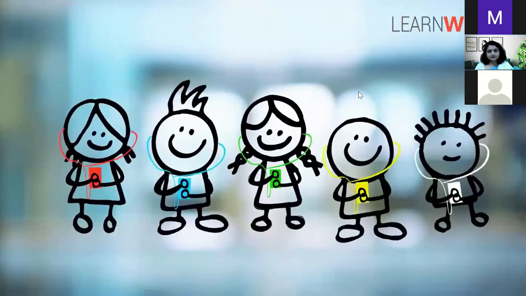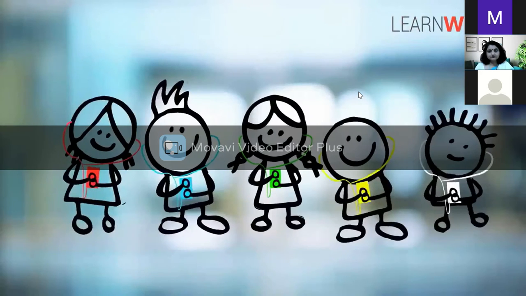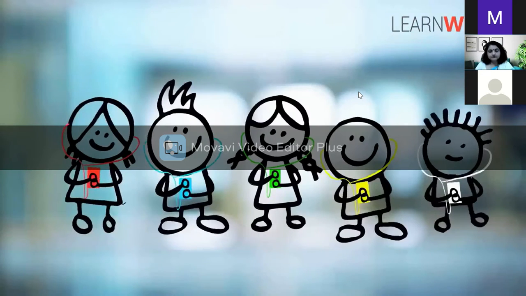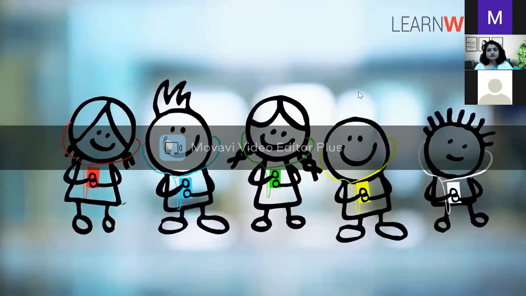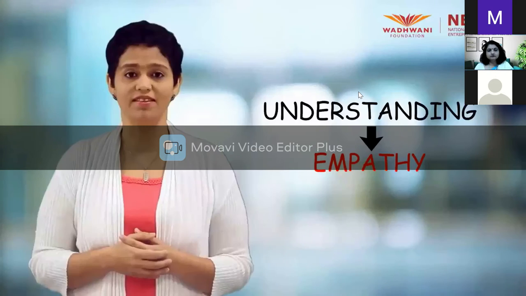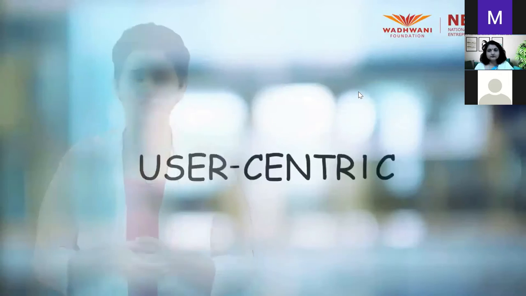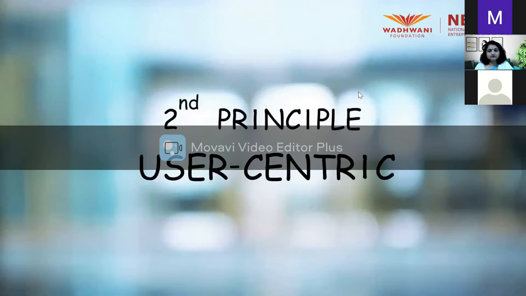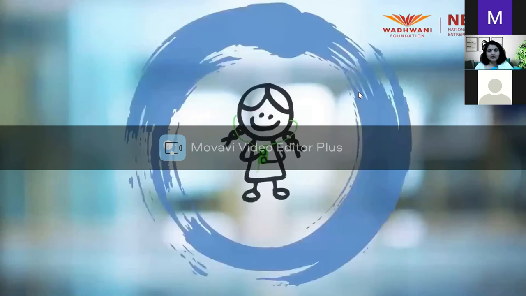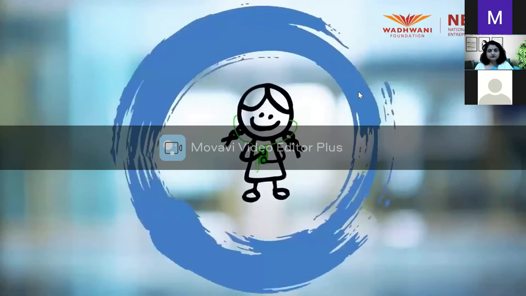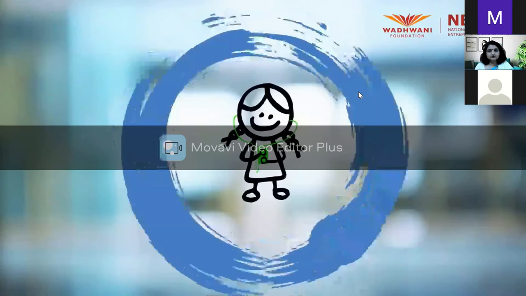Why was it such a success when it was launched? It was because Apple, the company, empathized with these people who love music and wanted their music to be with them all the time, wherever they go. This understanding of people's need is empathy. And when you design a product, keeping these very needs in mind, the product you create will definitely be user-centric. And that is the second principle of design thinking. User-centric means something that is centered around the user.